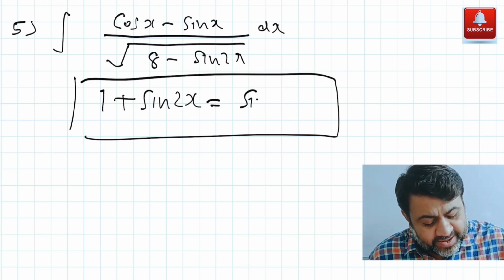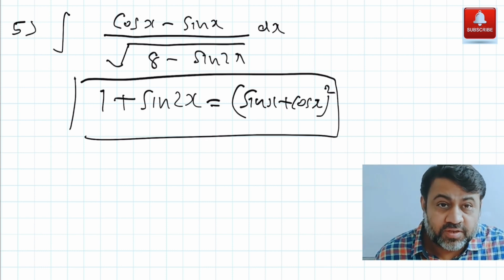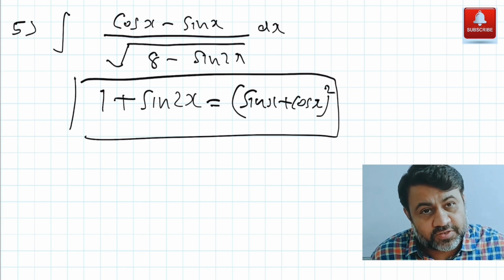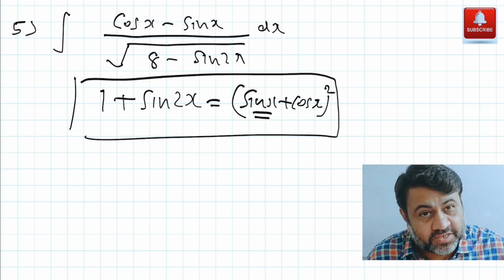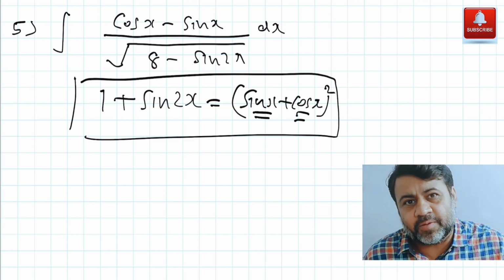Yeah, you can write sin x plus cos x the whole square, doesn't matter. The whole square कर रहे हैं, बीच में प्लस है, doesn't matter. So somewhere while solving I am going to use 1 plus sin 2x as sin x plus cos x the whole square. Why? Observe करो, डेरिवेटिव of sin x क्या होगा? cos x. डेरिवेटिव of cos x क्या? minus sin x, जो न्यूमरेटर में है हमारे पास.